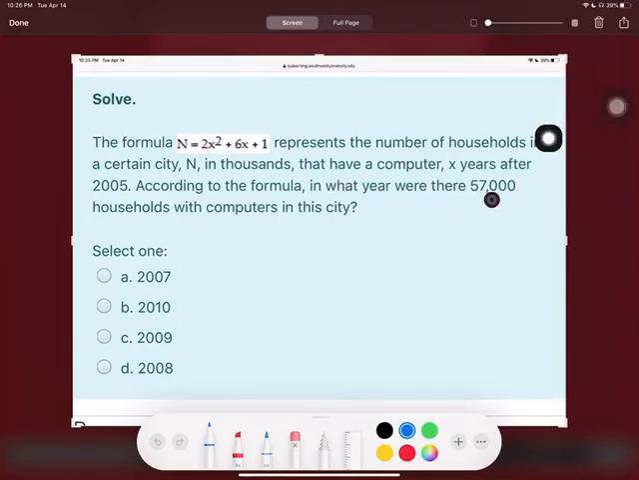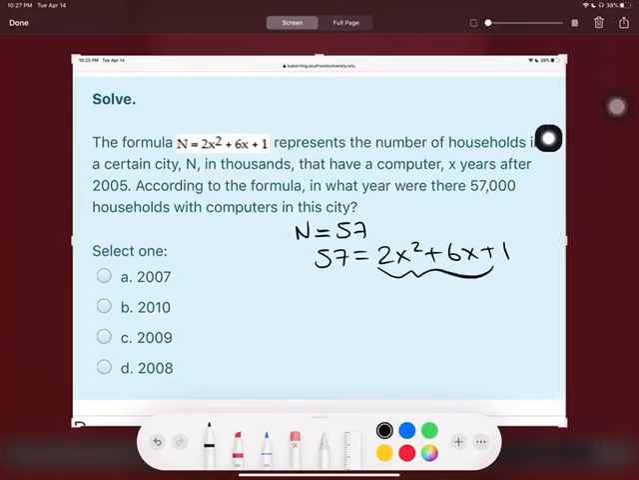Okay, so in what year are there going to be 57,000 households? We're looking for when n is going to be 57. So when n is 57, what is the year where you're going to have 57,000, right? Our equation looks like this: 57 equals 2x squared plus 6x plus 1. When is this equation going to be 57?